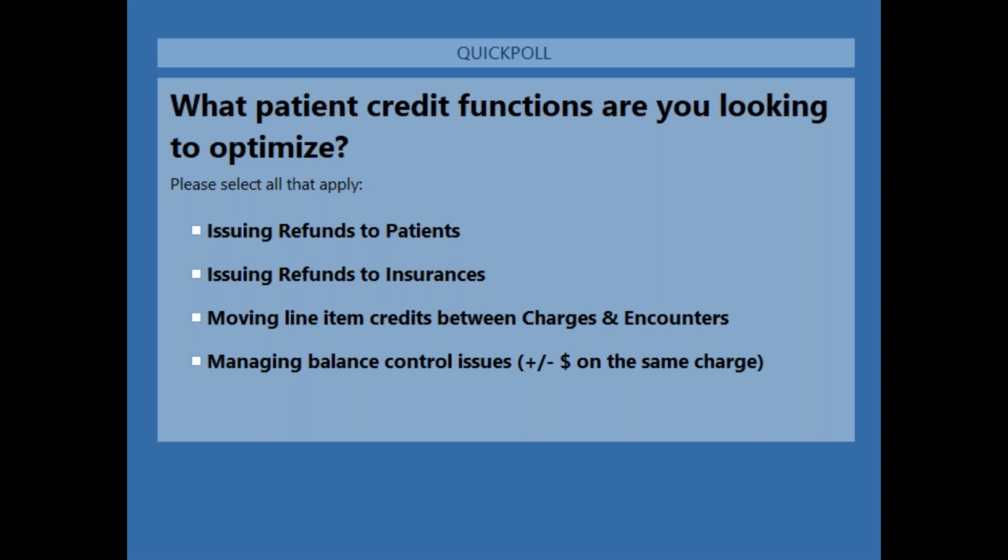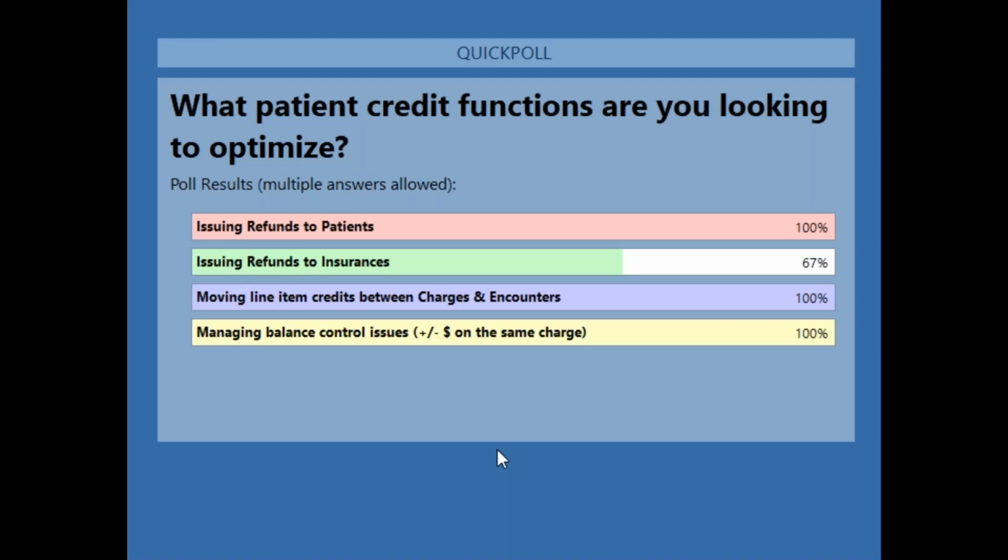I'm going to close this in 5, 4, 3, 2, and 1. So let's close this poll. And just so you feel better about where you stand today, it looks like a lot of you are in a very similar boat right now. It looks like everybody's having problems with issuing refunds to patients, moving line item credits between charges, and managing balance control issues. And a lot of you are also having trouble with issuing refunds to insurances. So we've got a lot to cover on that end today.